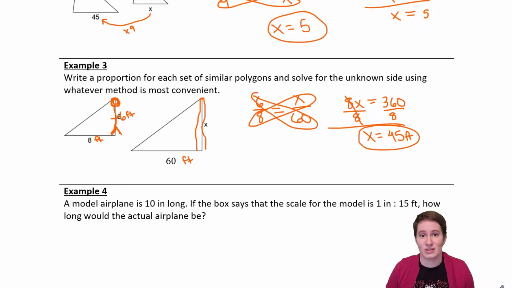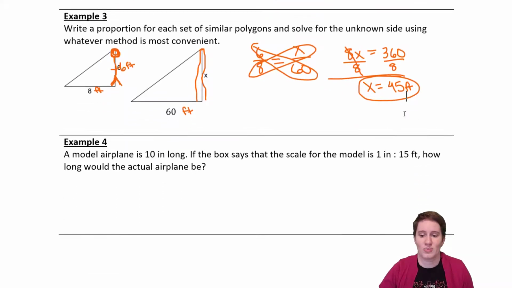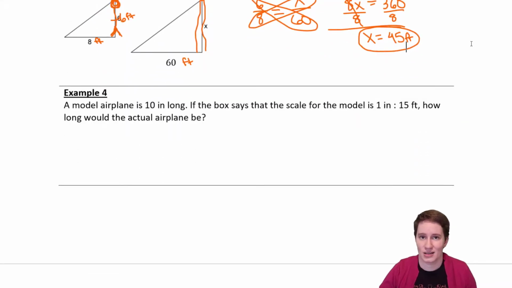I don't know. I've always liked that particular kind of word problem. And then there's other things that are related to this, like example 4 here has a word problem that is not technically a polygon we're talking about, but we're talking about something that has a proportional relationship, so I thought it kind of fit. So if I have a model airplane that's 10 inches long, the box says that the scale for the model is 1 inch to 15 feet. How long would the actual airplane be?